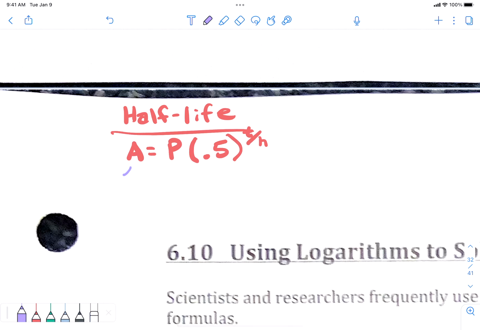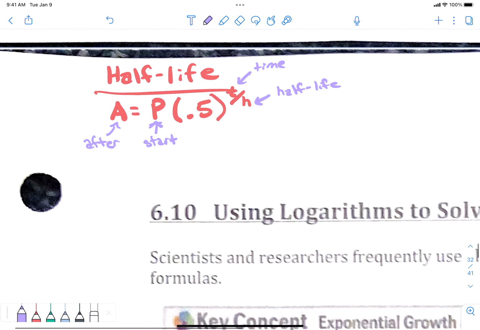Now, we know what A stands for. We know what P stands for. Let's write them in there. What's A? After amount, or the result. P is the principal or the starting amount. T is time. And what's H? H is whatever that substance's half-life is, how long it takes to split in half. So this is the half-life of whatever substance they are giving us, and they have to tell us what their half-life is, okay? That's the formula that we are going to use.